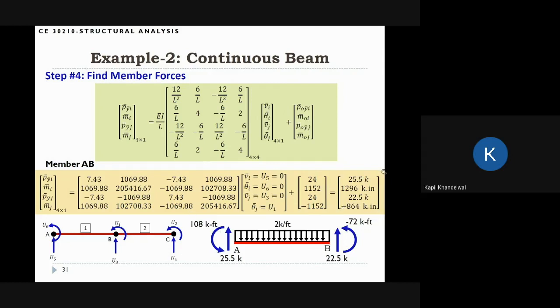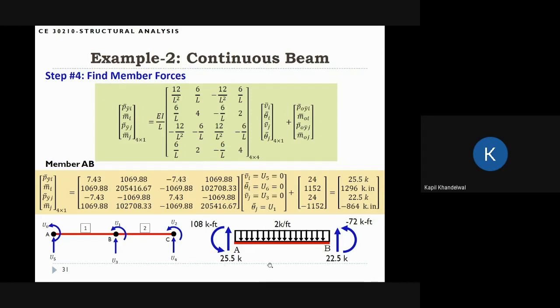And again, I changed kip-inches to kip-feet just to show you the numbers in a better way. And these are the member forces I've drawn. You can see that this is Pyi, and this is Mi, 108, and this is Pyj, and this minus 72 is Mj.